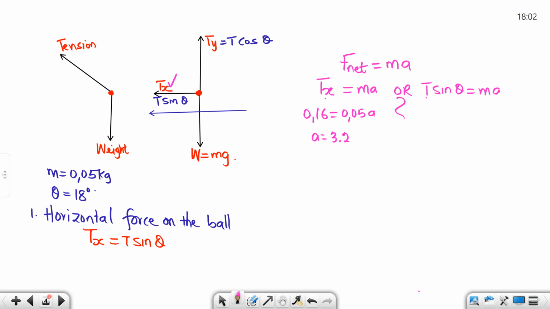If I don't want to use that, Zainab, this is what you did now. T sine theta. What is your tension? 0.5152 sine 18 equals what? 0.05A. I promise you when you do this and you round up, you are going to come back to that. I don't know if you see your error. Oratile, are you fine now as well?